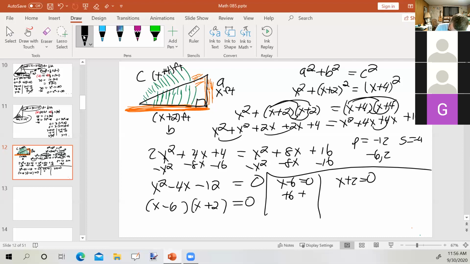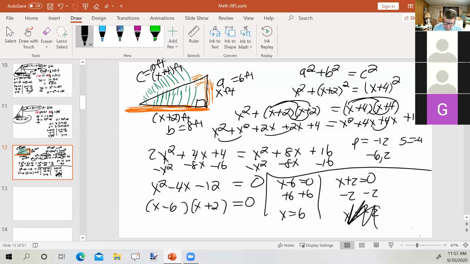If x minus 6 equals 0, we add 6 to both sides and we get x equals 6. If x plus 2 equals 0, we subtract 2 from both sides and get x equals negative 2. Once again, x is a distance, so we're going to eliminate the negative answer. And we're talking about feet here. So if x is 6, this would be 6 feet. This x plus 2 would be 6 plus 2, so this would be 8 feet. And x plus 4, 6 plus 4, this would be 10 feet.